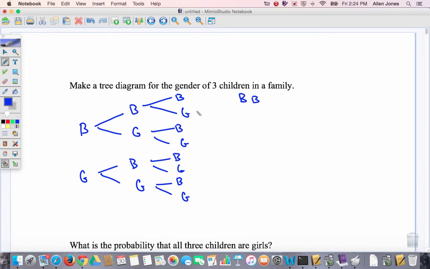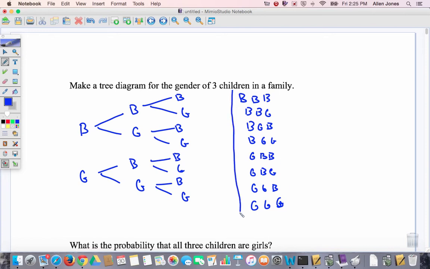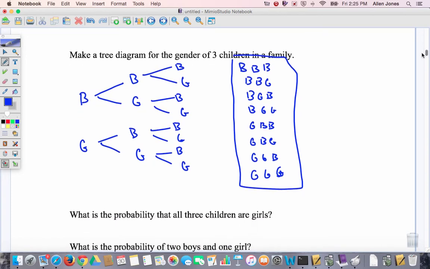If we follow our branches out, boy, boy, boy, boy, boy, girl, and so on, we will list all the possible outcomes in a particular order. And you can see from this listing, this is called our sample space right here. These are all the possible outcomes of the different things that can happen in sequential order for the gender of 3 children in a family.